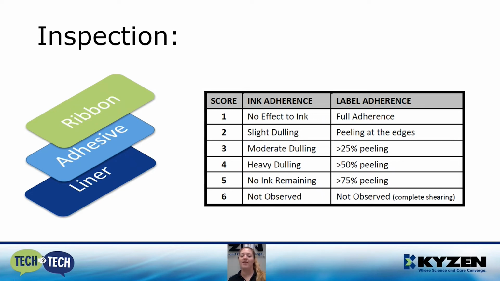And then we look at label adherence. So full adherence is the best score. We've had no effect. Labels firmly stuck to the surface of the board. At a 2, you can start to see some peeling at the edges. And then at a 3, we've got about 25% of the label coming off the surface. Most of the time, that's when we start to fail a label because you're seeing with subsequent washes that more and more peeling occurs.